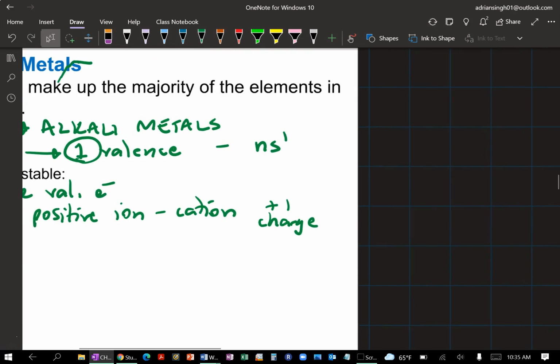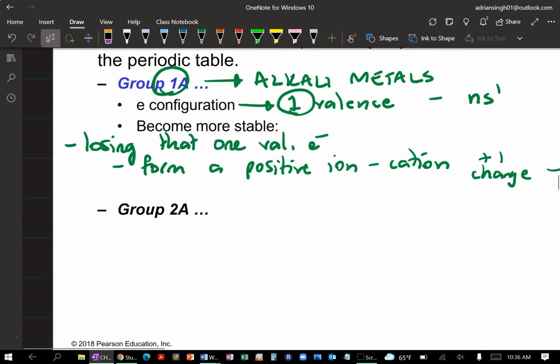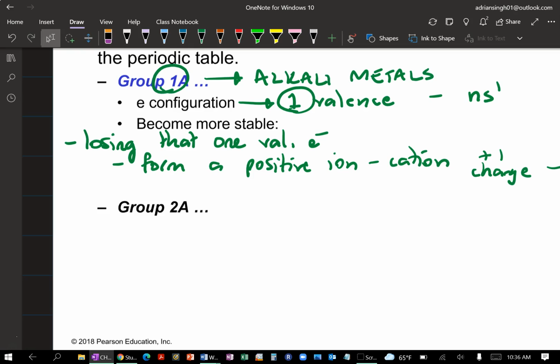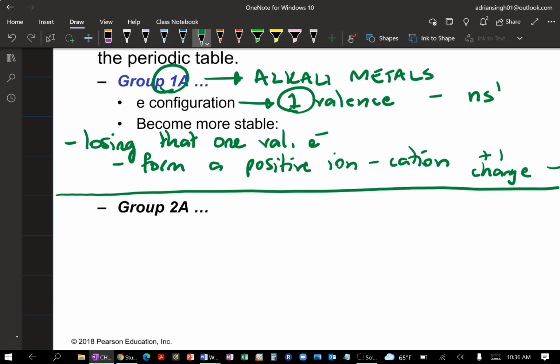So for example, we can say that sodium, being in group 1, an alkali metal, is going to lose that one valence electron, and it forms Na with a positive charge, or a +1. You can put the 1 in there as well. All right, and that's going to be the case for all of the group 1A metals. That is how they're going to behave. They want to become more stable by losing that one valence electron.